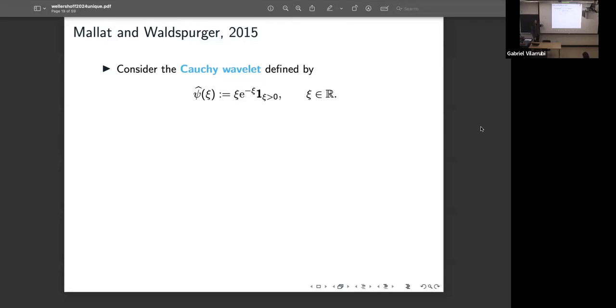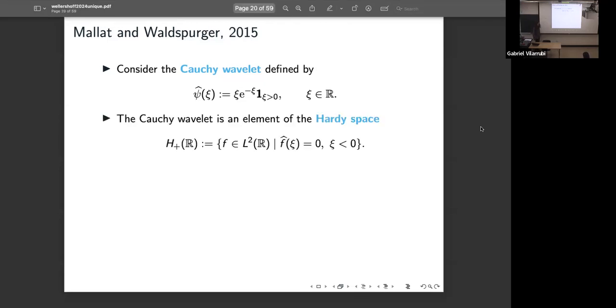So there are only positive frequencies inside, and therefore we will say that the Cauchy wavelet is an element of the Hardy space, which is just all L2 functions that have no negative frequencies. Great. Okay, so what do they prove?